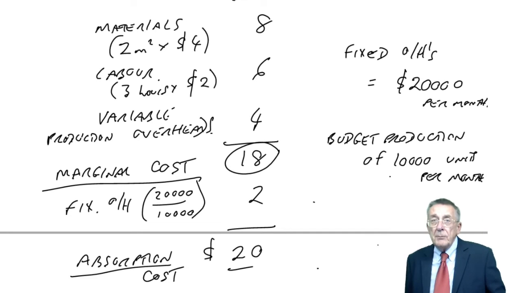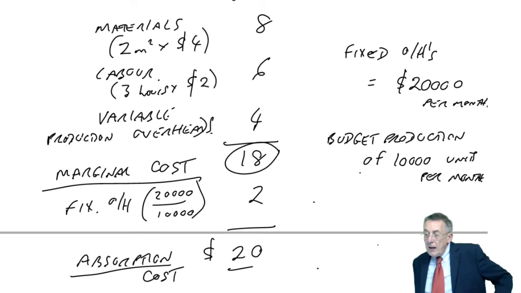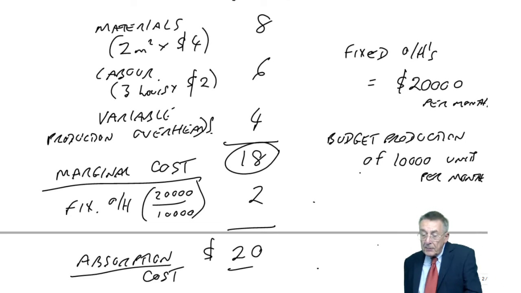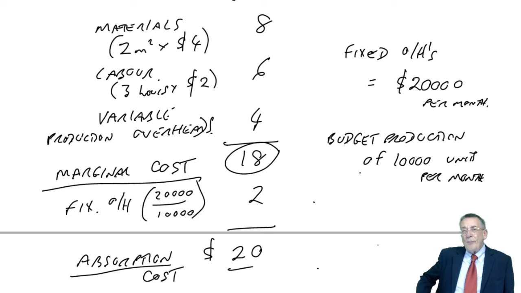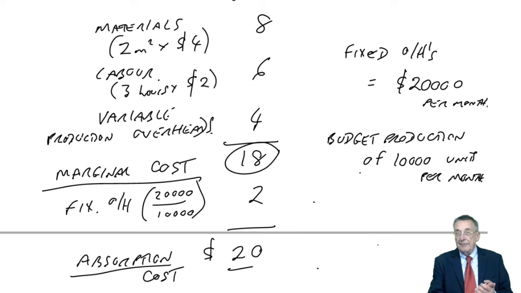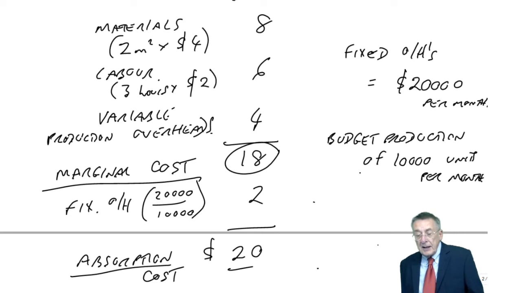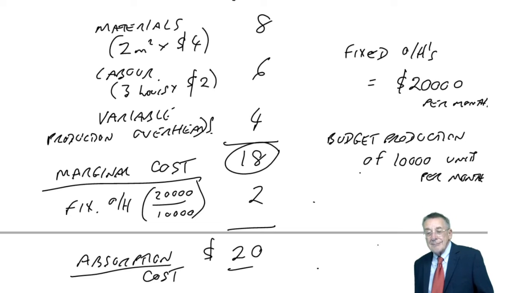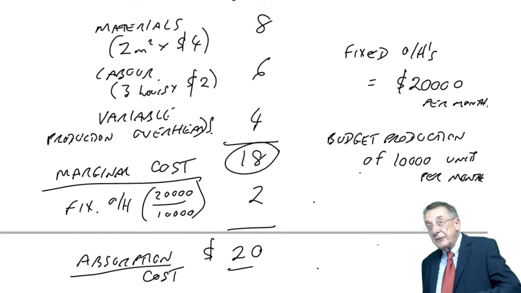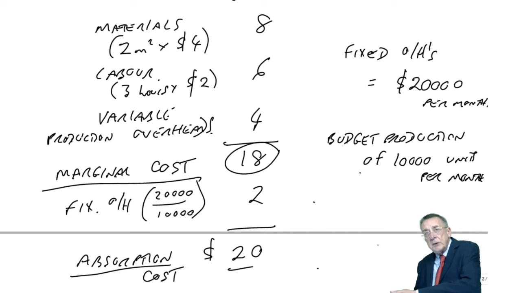But that won't always be the same with fixed overheads if we're using absorption. Suppose all these figures were valid. Suppose I do produce 10,000, but I only sold 2,000. The other 8,000 were in inventory. Well, if I only sold 2,000, the cost of sales, if we're using absorption, would be 2,000 at $20, which would include 2,000 at $2. The cost of sales would only include 4,000 fixed overheads. The rest of them would be included in the value of the closing inventory.